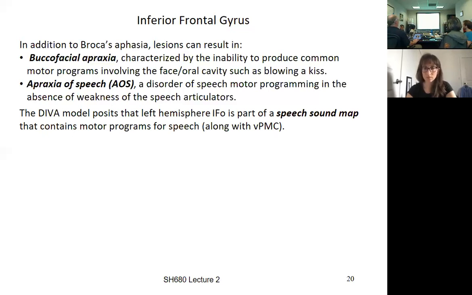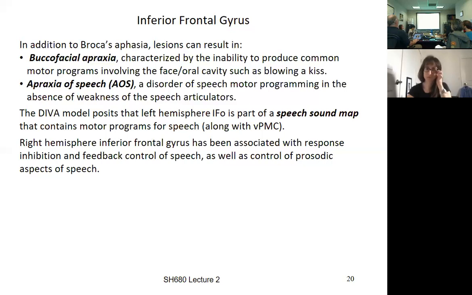Okay, so in DIVA, the left hemisphere IFO, we consider that to be part of the speech sound map, where the motor programs are, along with ventral premotor cortex to which it abuts. So it's probably a continuation of the same map that bleeds over into the other, and quite possibly bleeds into the insula as well.